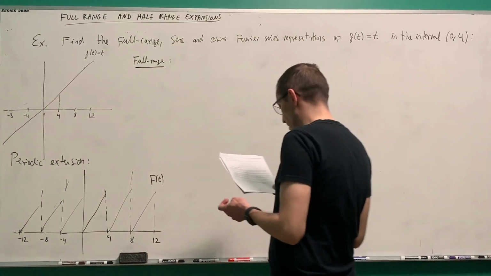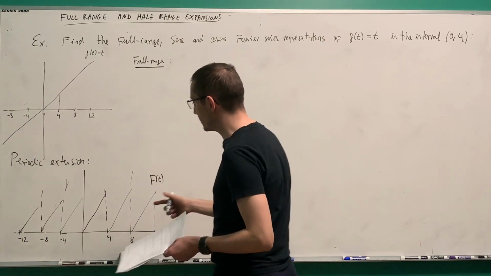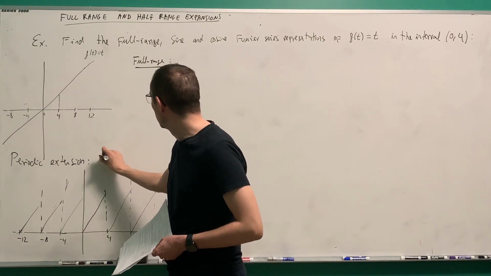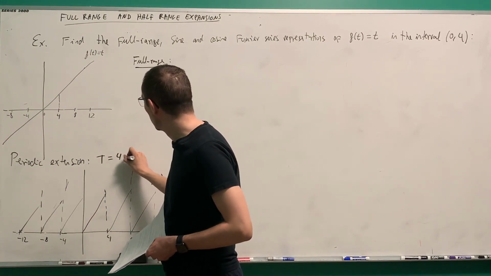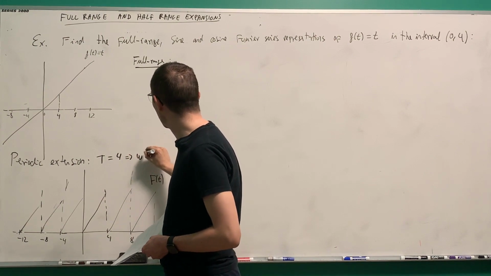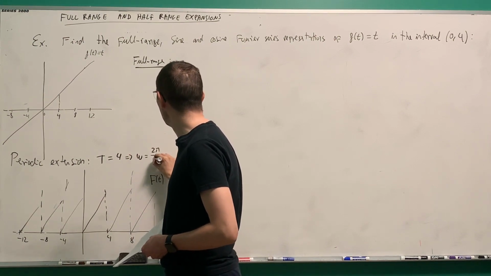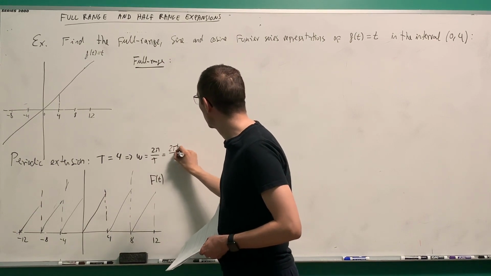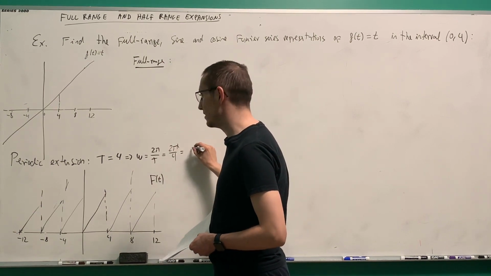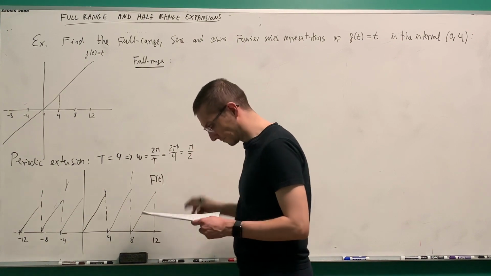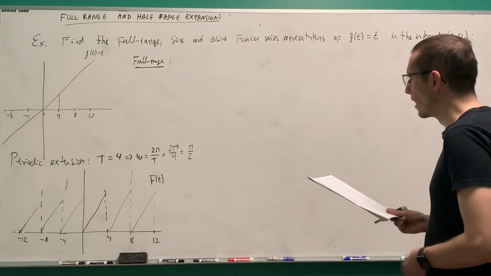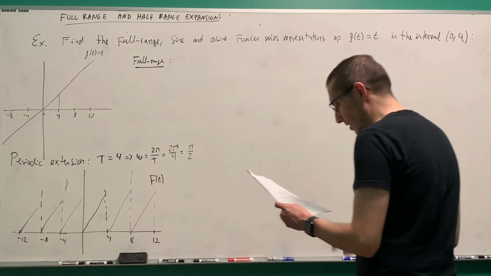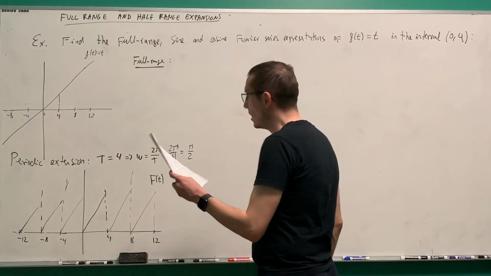All right, so first of all, what is the period? The period is 4. T is equal to 4. What would be omega? Well, omega is 2 pi divided by T, right? So it's 2 pi divided by 4, and that means that it's pi over 2.